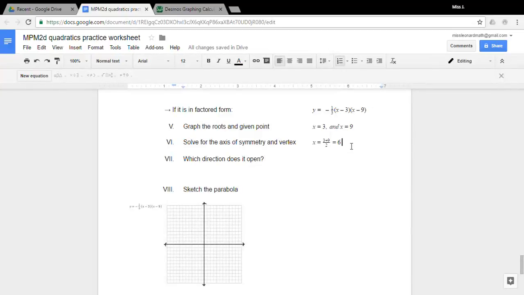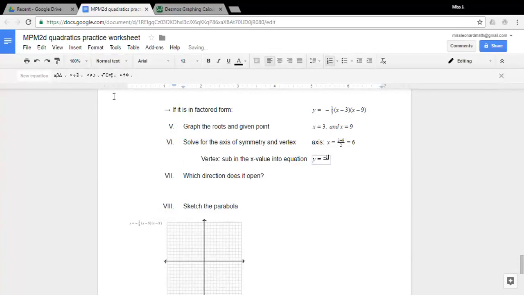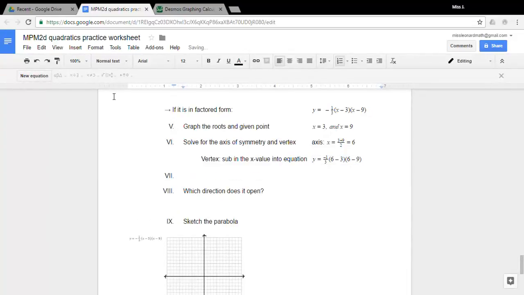Now that doesn't quite give us a vertex. Okay, for us to solve for the vertex, we want to take this value and sub it in. So in this case, for your vertex, we're going to sub in the x value into the equation that we found. Okay, so that means we're going to go y equals, we've got negative a third, and then we're going 6 minus 3, and then 6 minus 9.